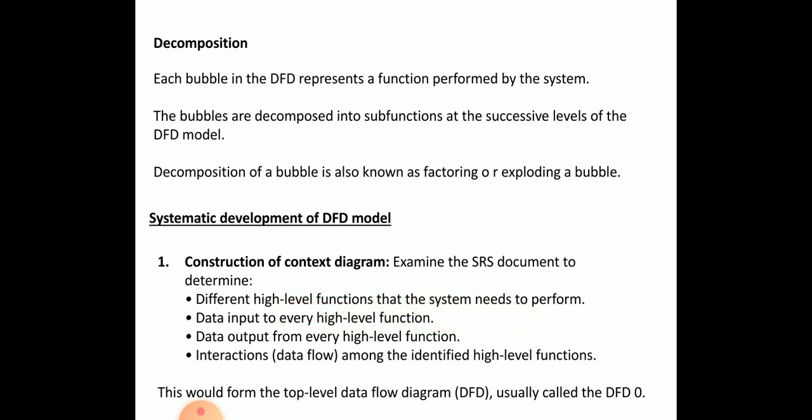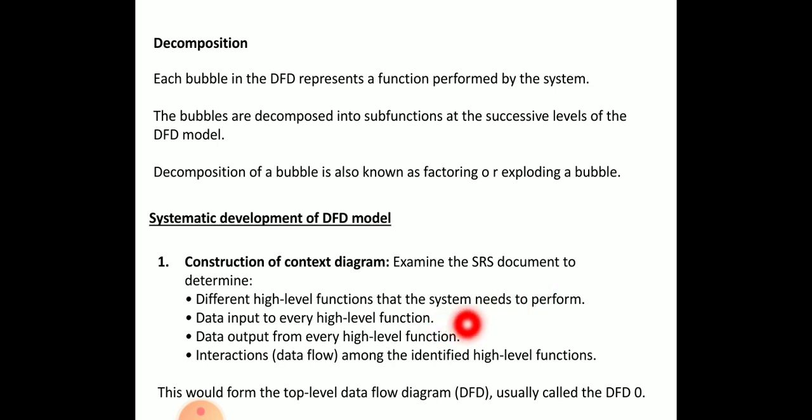The context diagram is the highest level of the data flow diagram. It is the simpler one and it represents the high level functions of the system. So for the construction of the context diagram, we first have to analyze the SRS document to get the different high level functions that the system needs to perform. We first identify the high level functions that the system is expected to perform, and then the data input to every high level function.